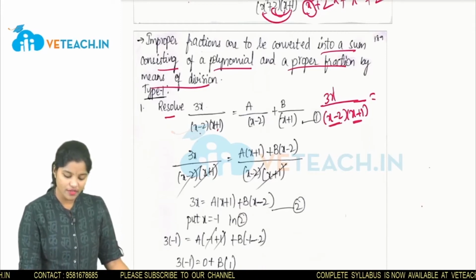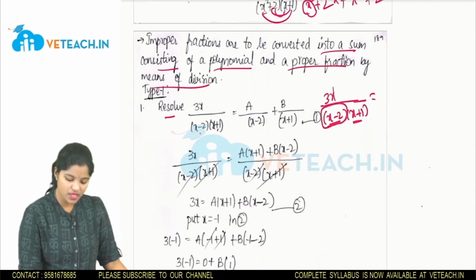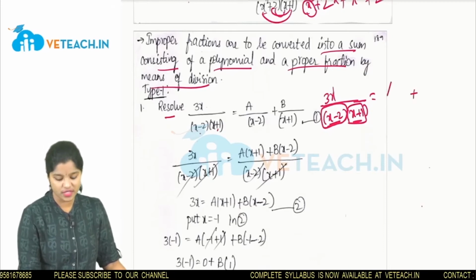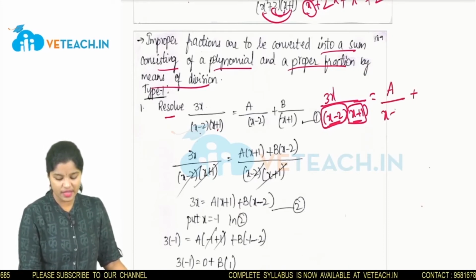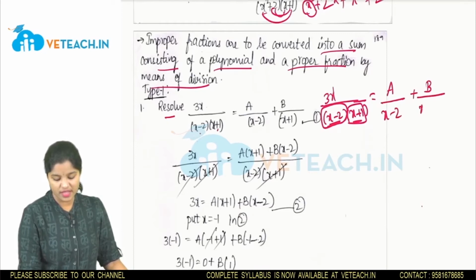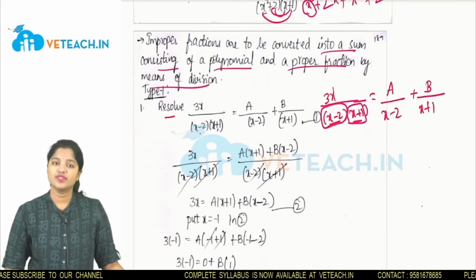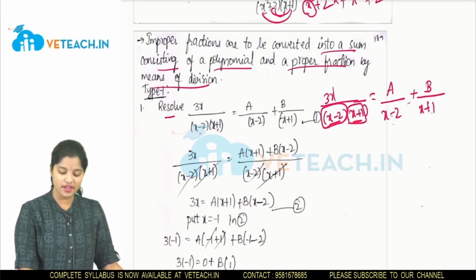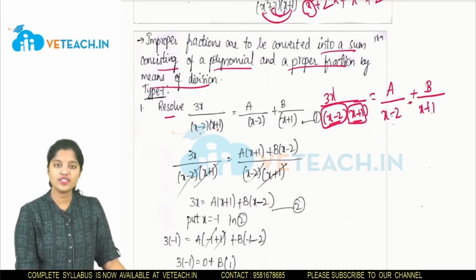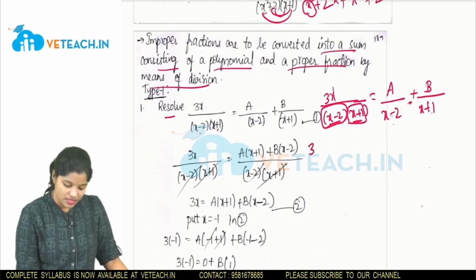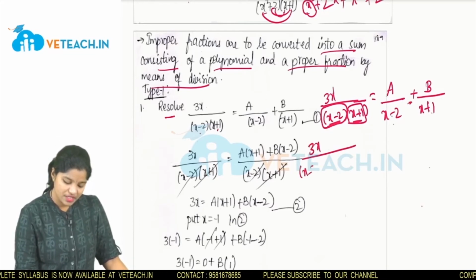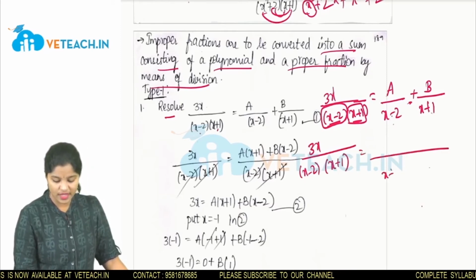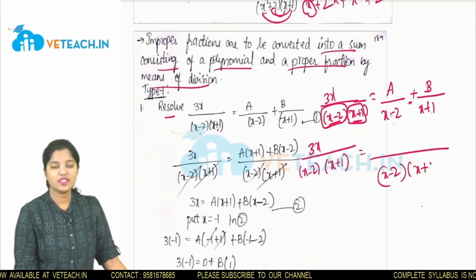So it is a proper fraction. Now what will we do? Since two terms are there in the denominator, we should get a summation of two individual terms. Write it as a by x minus 2 plus b by x plus 1. We should write like this only because two terms are there. So write the two denominators and write the plus symbol and the coefficients as a and b. Now the next basic step is to take LCM on the RHS. If we take LCM, what will we get? x minus 2 into x plus 1.